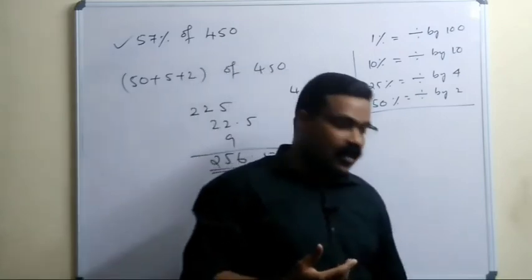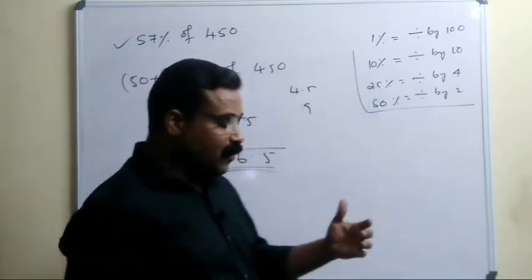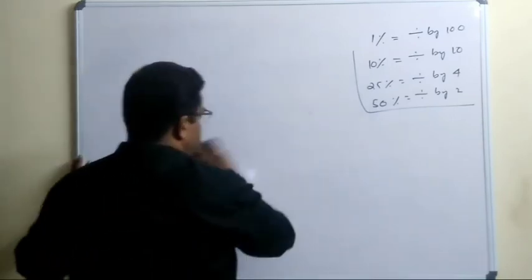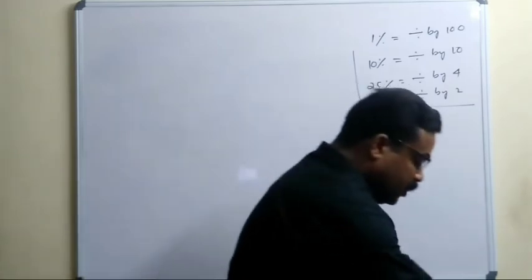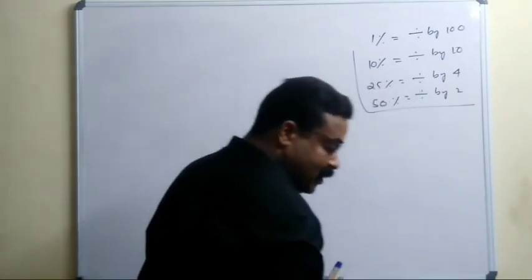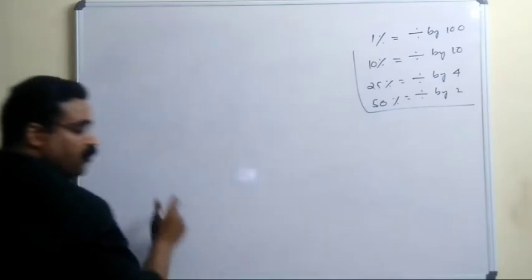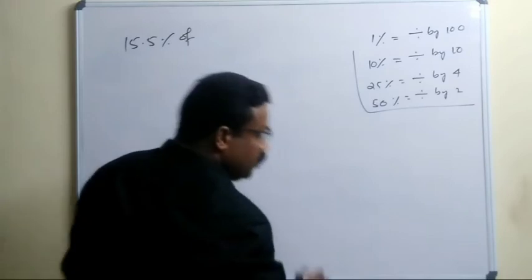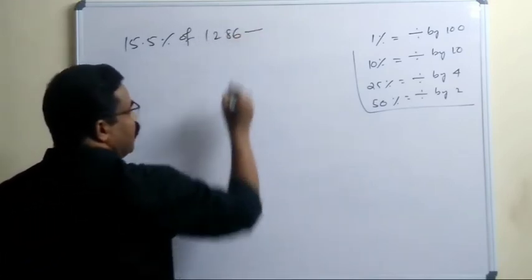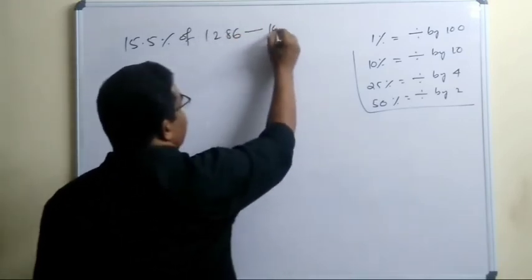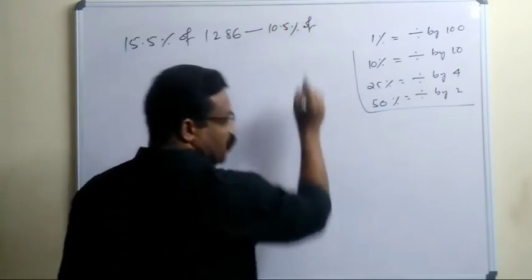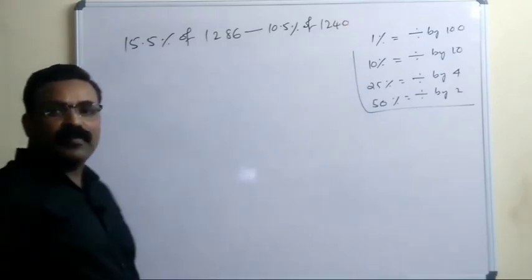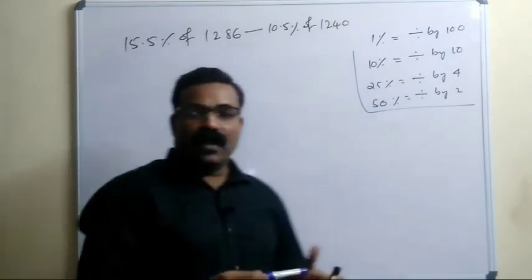So what type of questions are asked in your exam? Let us take one question from your previous question paper and solve it. This is a question taken from your IBPS exam. 15.5 percentage of 1286 minus 10.5 percentage of 1240. This is the question given in your question paper, and we need to solve it using our fast calculation method.